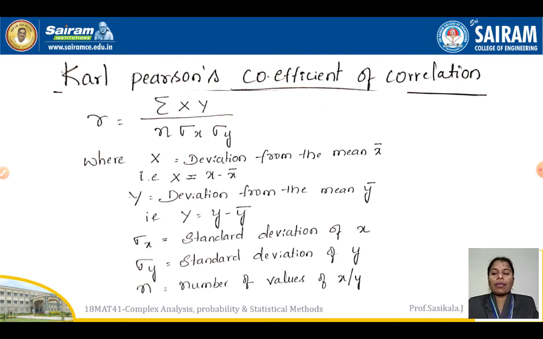Now, how to solve a problem on correlation as per the syllabus. Mainly two methods are used. One is Karl Pearson's coefficient of correlation. The other one is rank correlation. So first we will see Karl Pearson's coefficient of correlation. The formula is r equals summation XY divided by n into sigma x into sigma y. X is the deviation from the mean x bar, which is capital X equals x minus x bar. Y is the deviation from the mean y bar, capital Y equals y minus y bar. Sigma x is the standard deviation of x and sigma y is the standard deviation of y. n is the number of values of x and y.